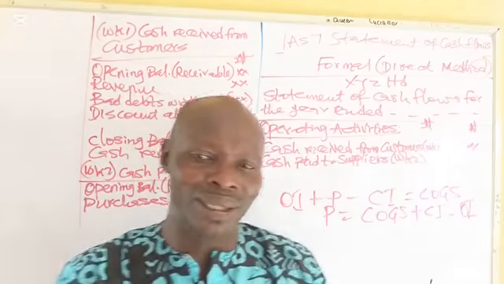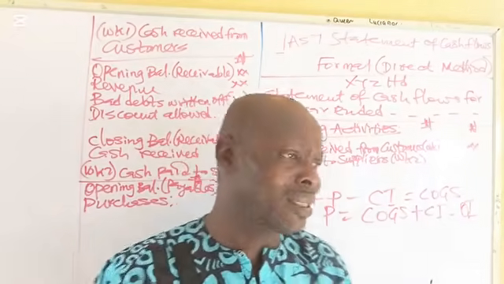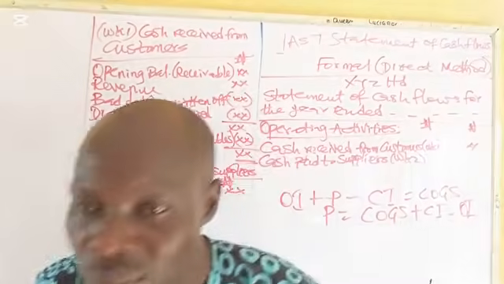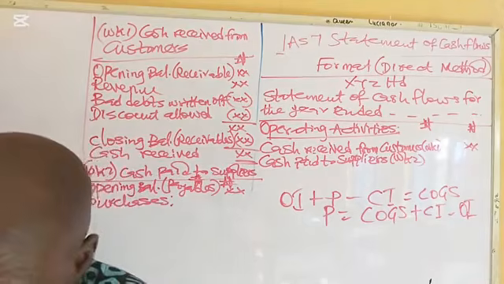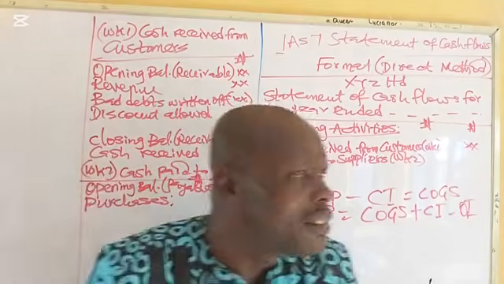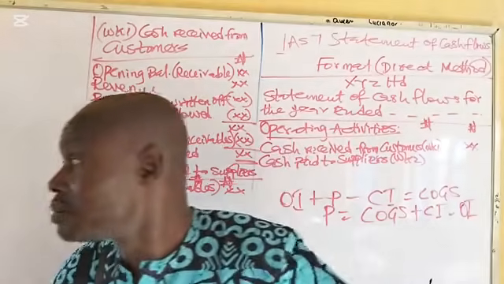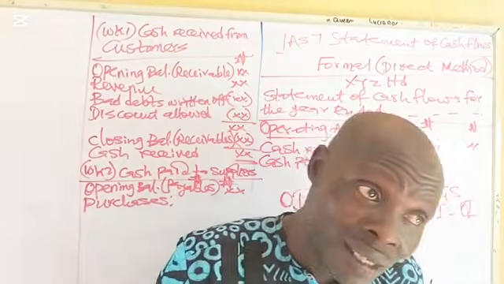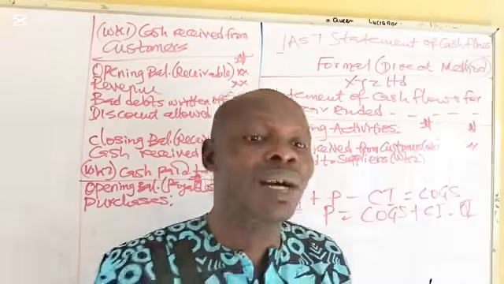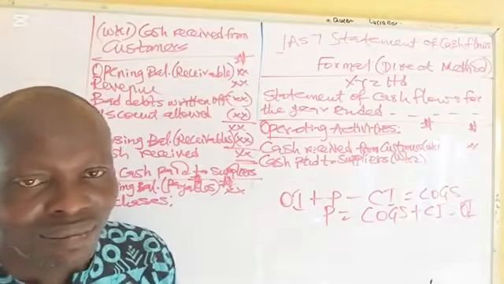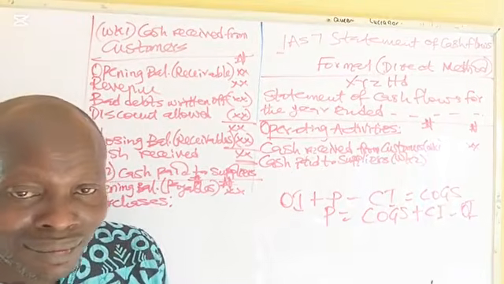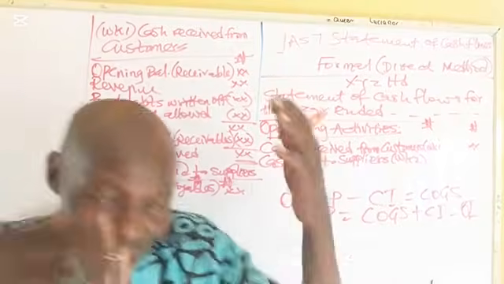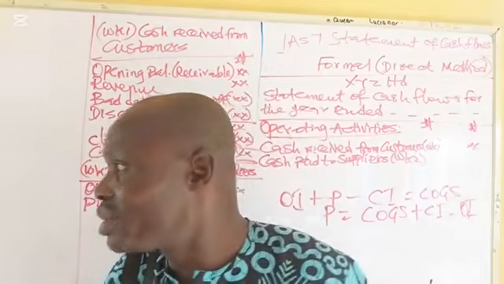But the question I want to ask you: in your published account, is it cost of goods sold they will give you? No, sir. What would you be given? Cost of sales. Is there any difference between the two? There is no difference. There is. Okay, tell me the difference between cost of goods sold and cost of sales. They are the same thing. They are not the same. If they are not the same, tell me the difference between the two.